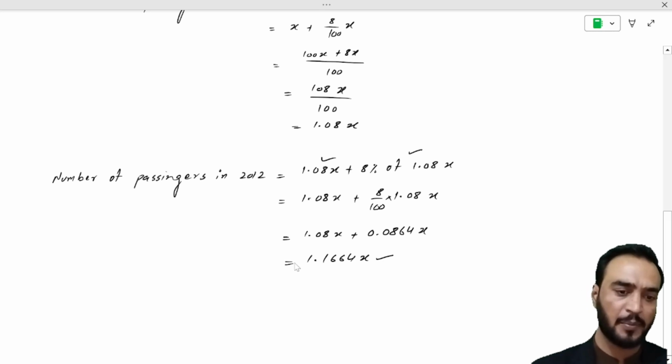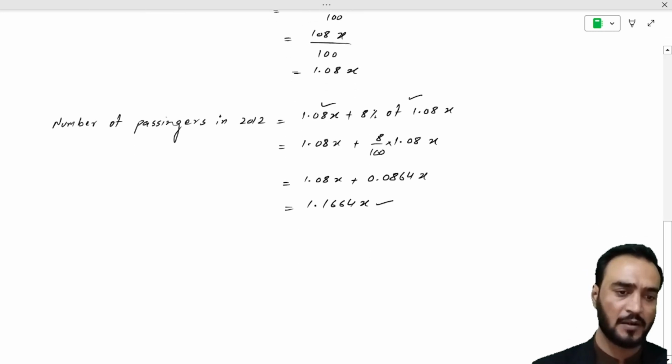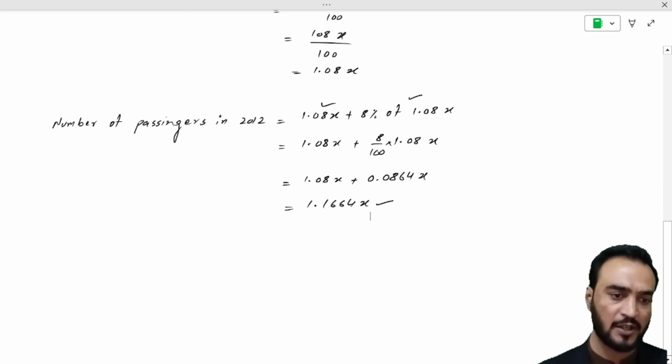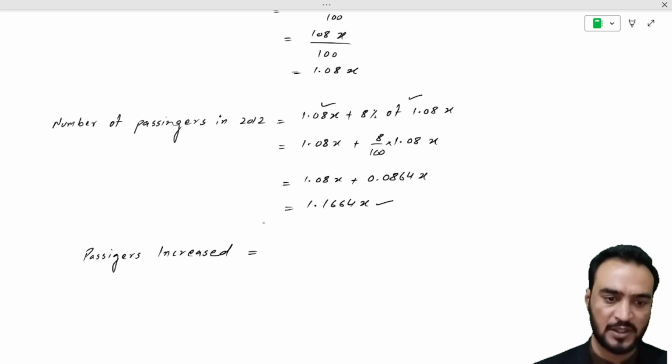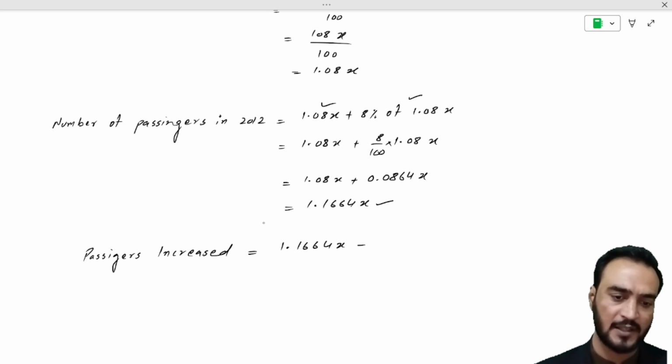Now we will find the percentage increase in the number of passengers from 2010 to 2012. So the number of passengers increased is equal to the number of passengers in 2012, which is 1.1664 times x, minus the number of passengers in 2010, which we have let be x. So we subtract these two values to find the number of passengers increased.